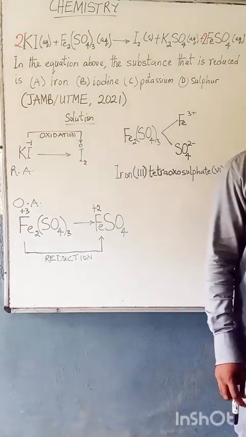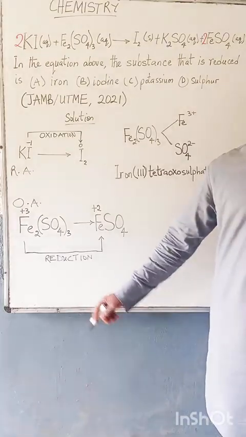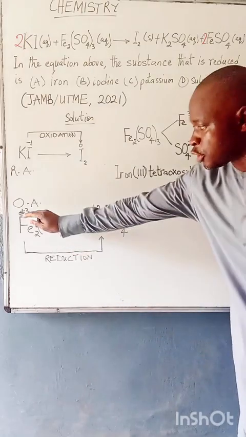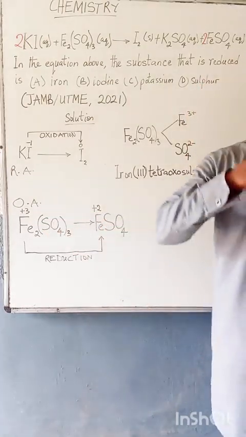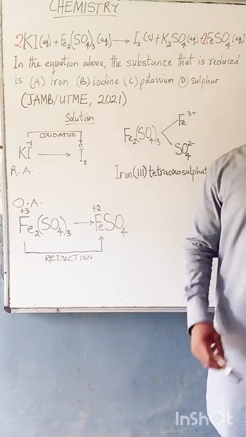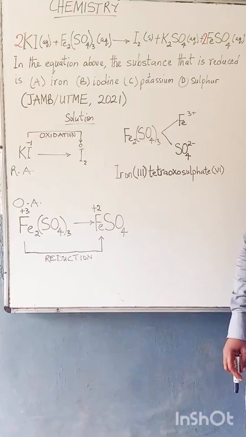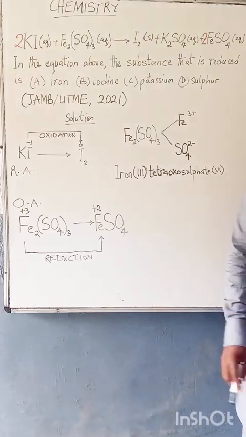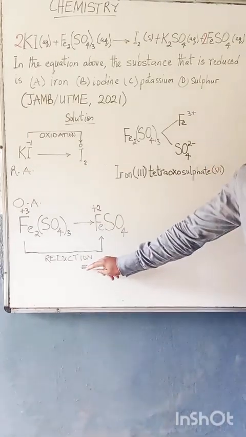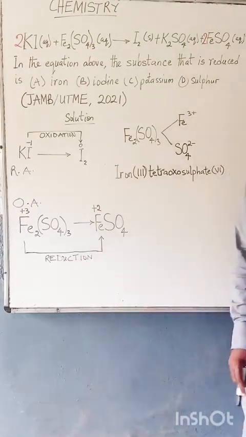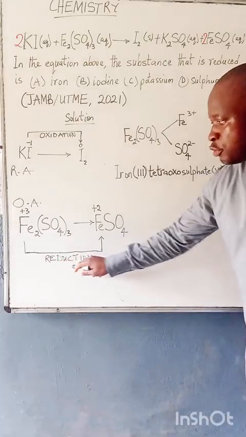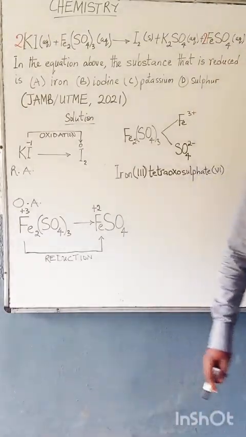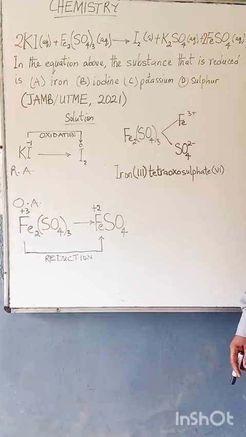What then has happened to the oxidation number of iron in this compound? According to your JSS1 mathematics number line, from +3 to +2, is it going up or coming down? It's coming down. And whenever the oxidation number of a species in a reaction comes down, are we going to call it reduction or oxidation? Reduction. Now that species which is reduced must be an oxidizing agent.